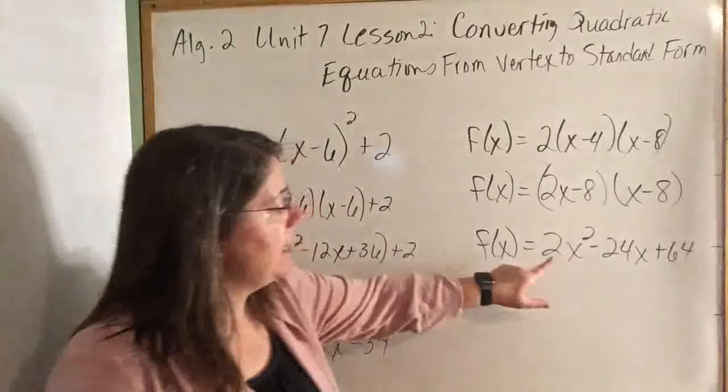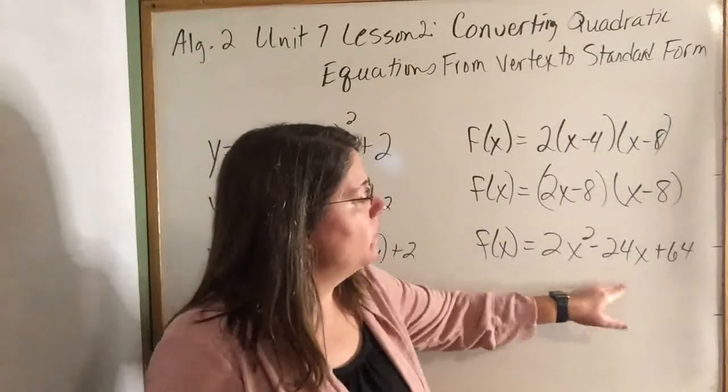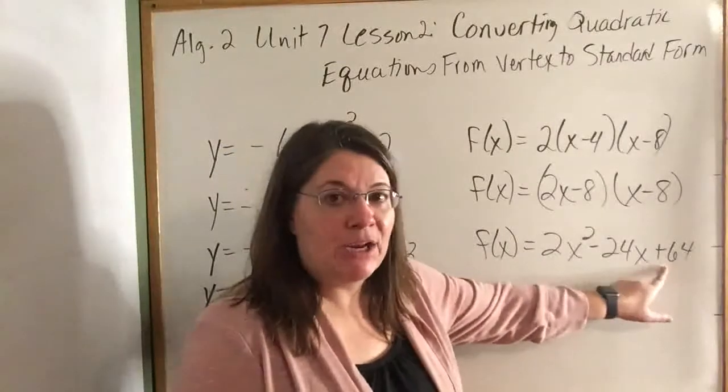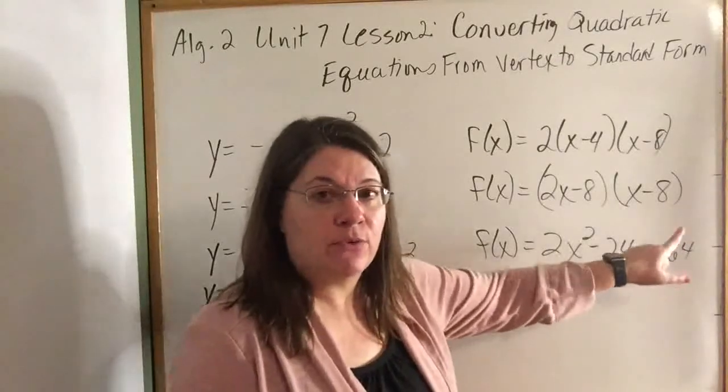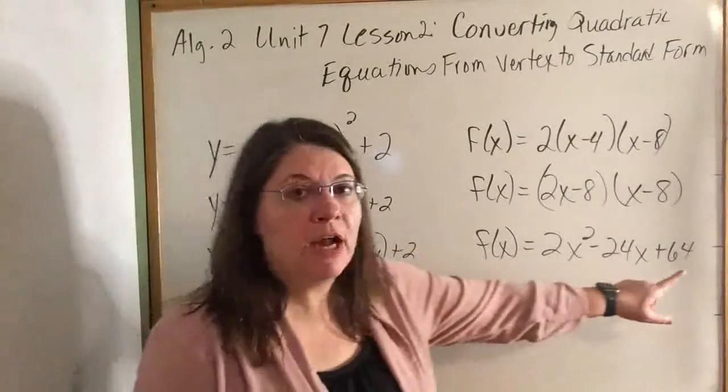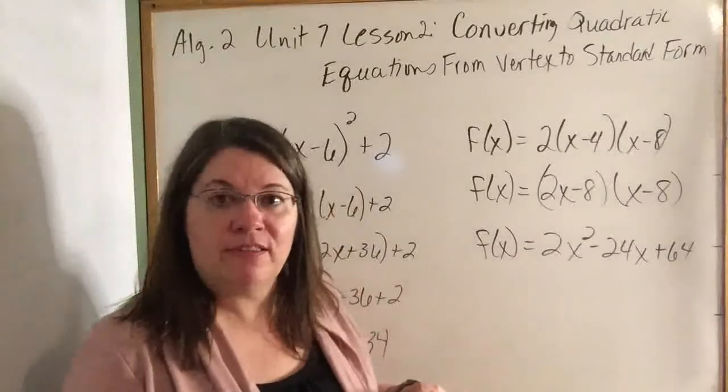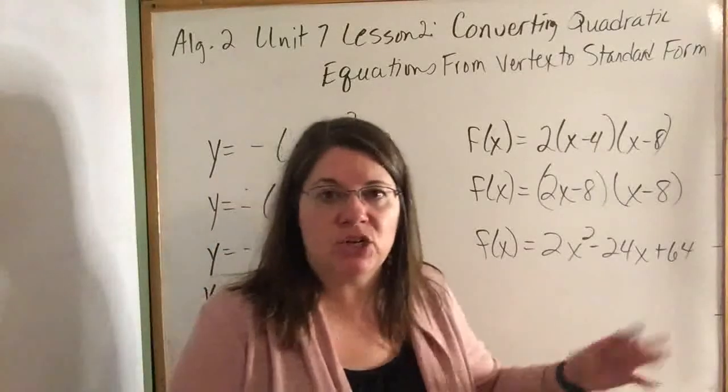So in this one, my a is 2, my b is -24, my c is 64. I know that my y-intercept is 64. So this tells me that's probably not one I want to graph because I don't want to have to go up to 64 unless I use something like Desmos that can do all that for me.